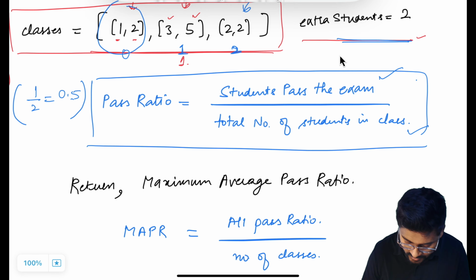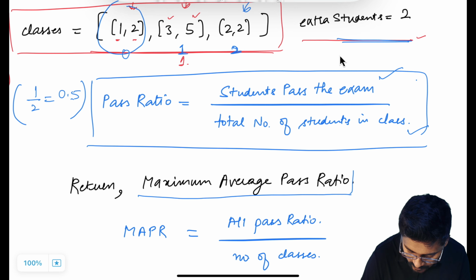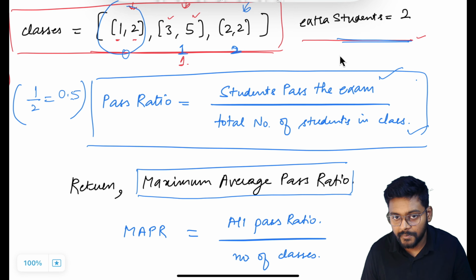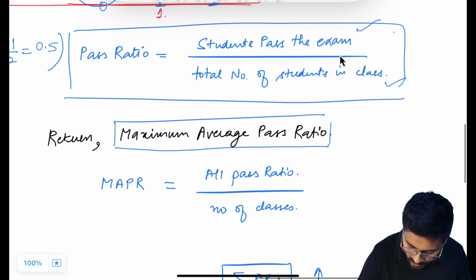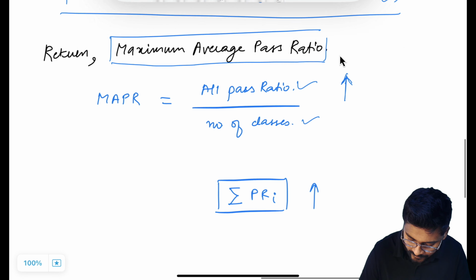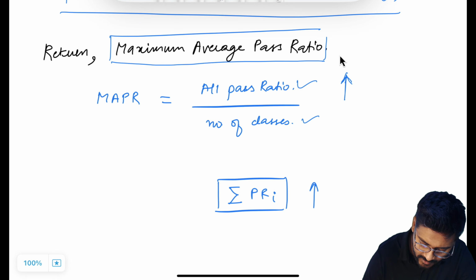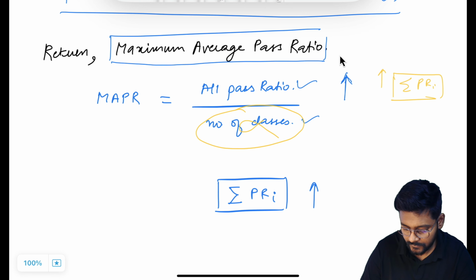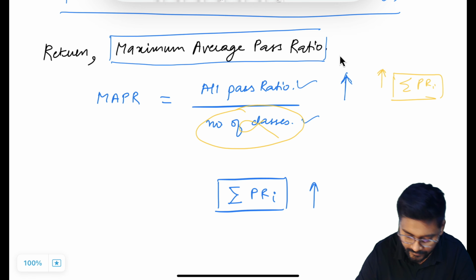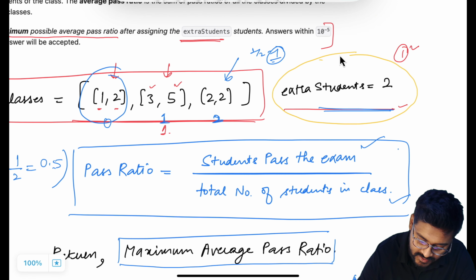And what we have to return is the maximum average passing ratio. It means the sum of all the passing ratios from every class divided by the total number of classes. This we have to maximize. The number of classes is a constant, so even if we discard it, the sum of all the passing ratios is what we have to maximize. That's our aim.